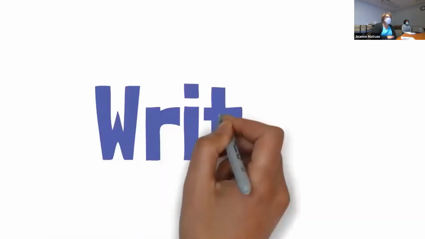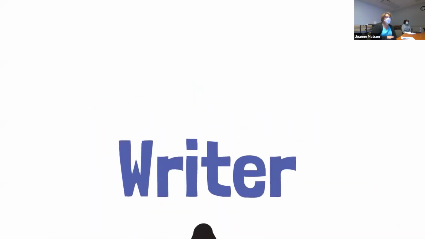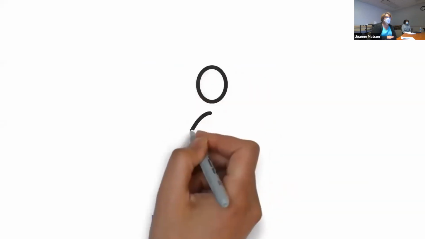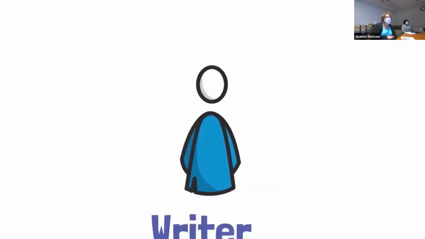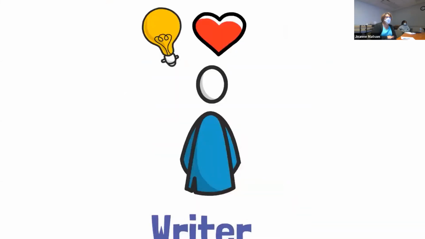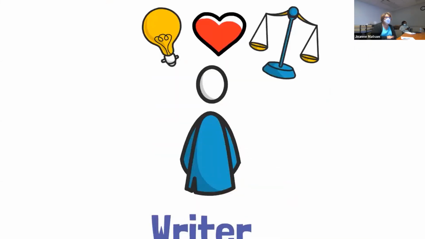So let's start with the first of those points, the writer. Let's remember how identity and experiences of the writer can influence a piece of writing. Writers bring their own ideas, emotions, and values to their writing, as well as their own credibility. All of these can impact the kinds of writing that they create.